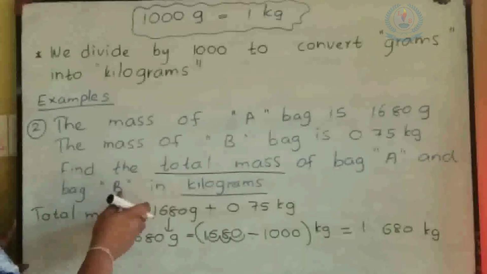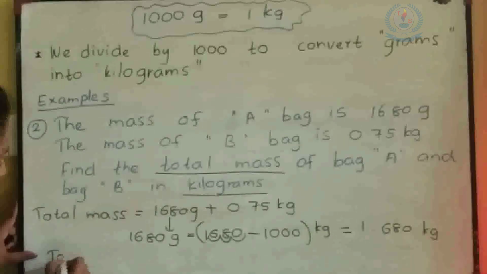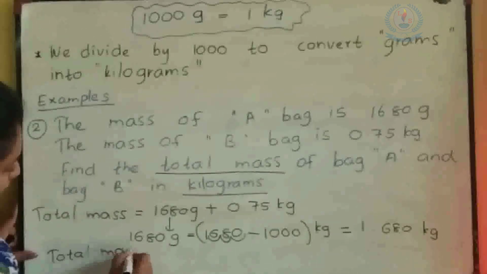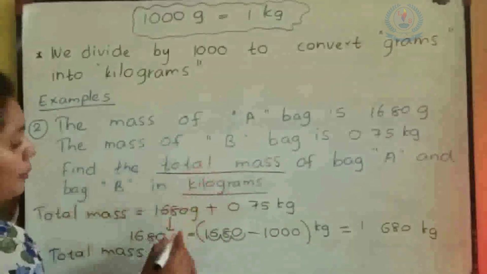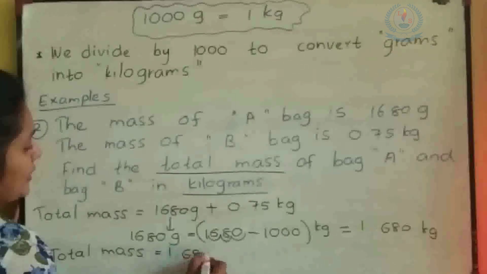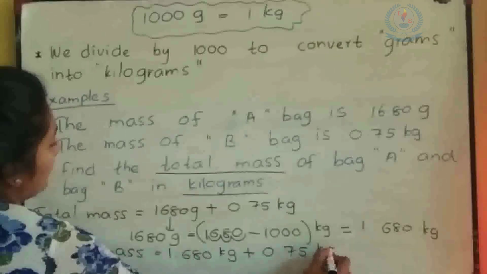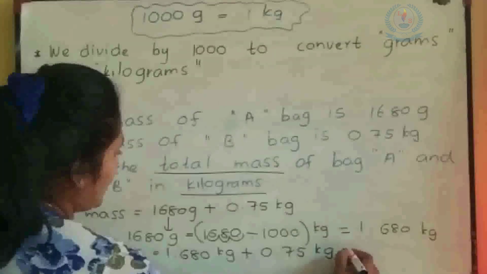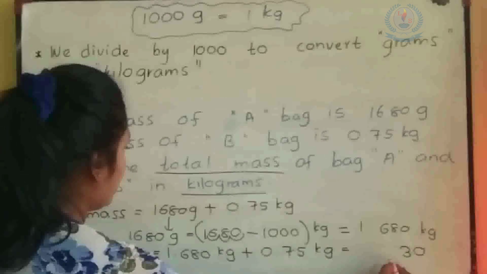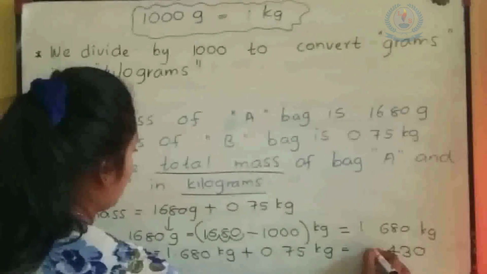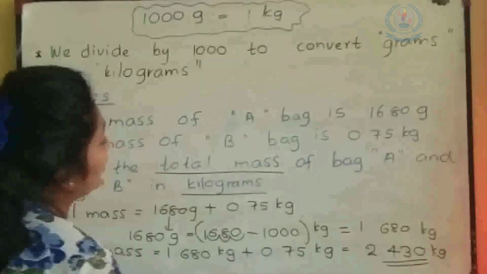Then we found this value in kilograms. Okay. Then we can get the total mass directly. Total mass equals, without writing this grams value, we can directly write that kilogram value. 1.680 kilograms plus 0.75 kilograms. When we are adding these two values, 2.430 is coming. This is the total mass of those two bags.